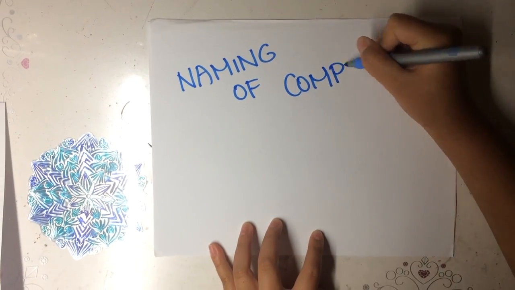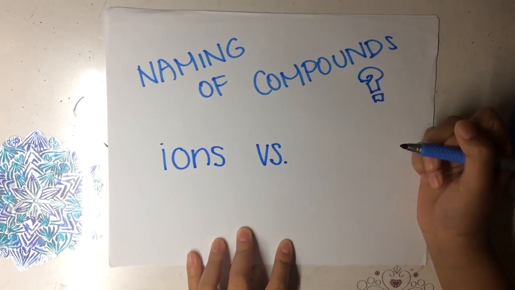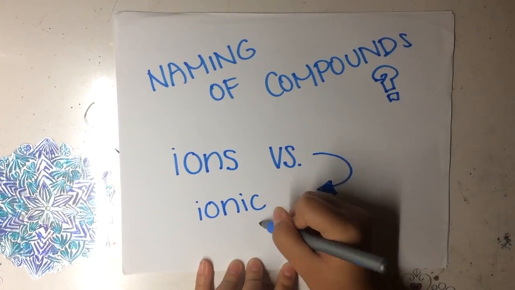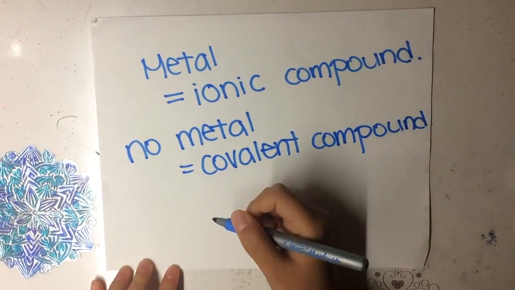Today we will be learning about the naming of compounds when you see a formula. Let's assume that you all know what ions are and the difference between an ionic compound and a covalent compound. A simple way to identify would be to check if there are any metals in the formula.